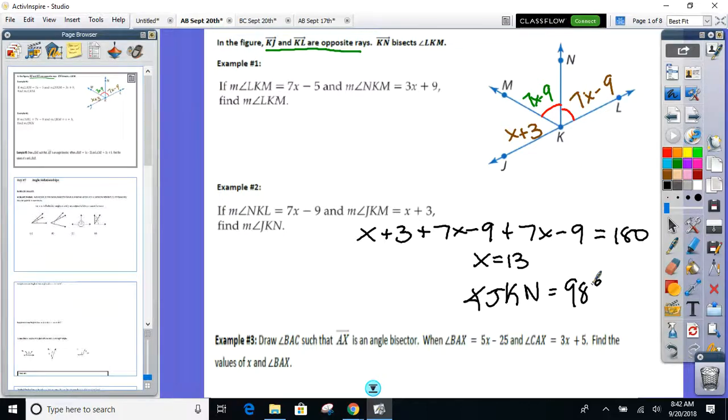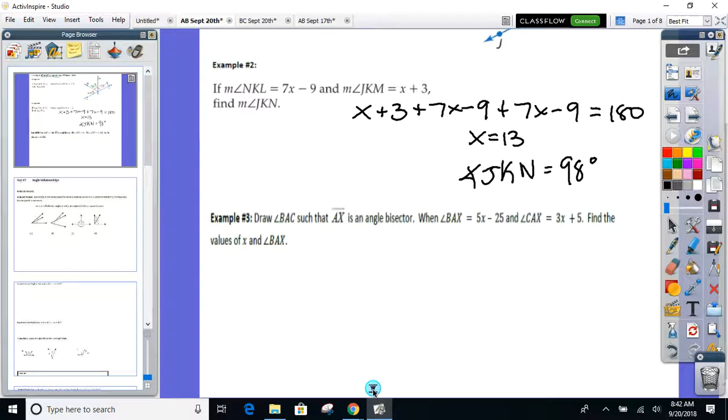All right, next one. Can you draw me that diagram? No diagram here, you need to draw it. Draw angle BAC such that AX is an angle bisector. So let me see you draw angle BAC, bisector AX, and make sure it's got the correct markings on it for me, please.